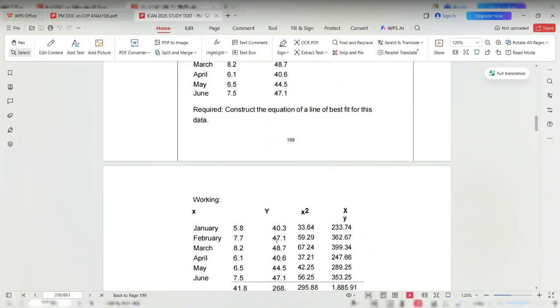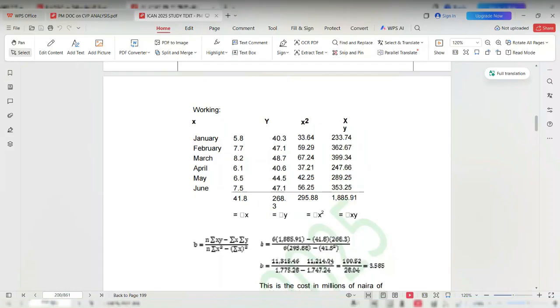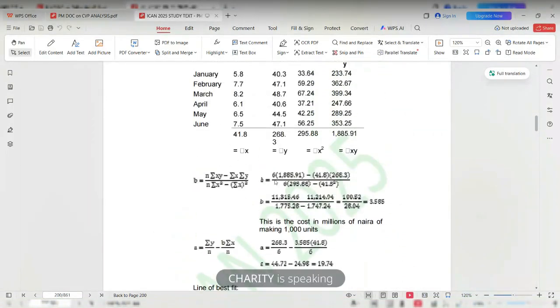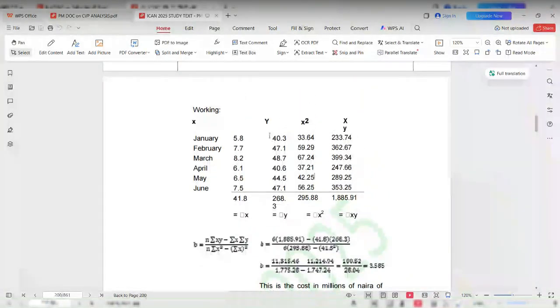So, should I work it out or do we understand this? This one is common, it is what we've done in school. Exactly, so we should be able to do it, right? Yes. So for the purpose of the YouTube audience, this is your X: 5.8, 7.7, 8.2, 6.1, 6.5, 7.5. Then this is your Y.